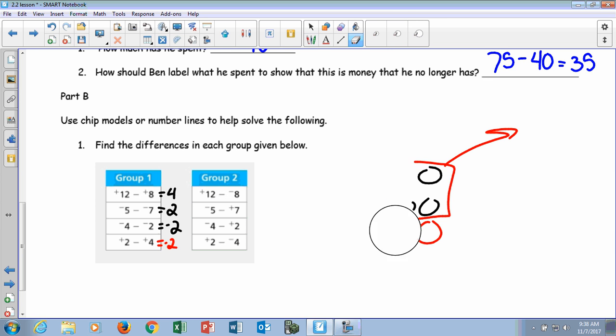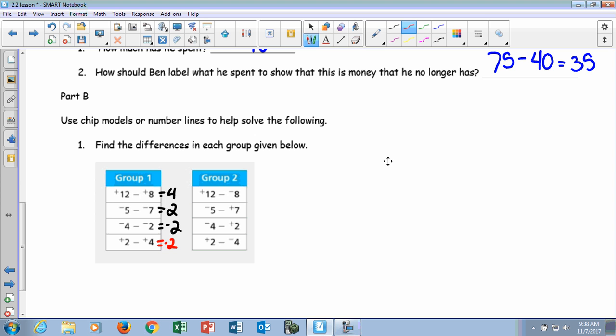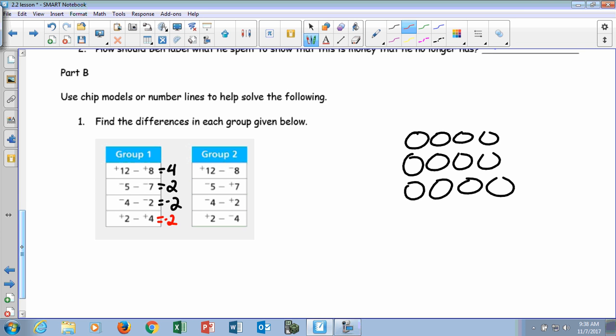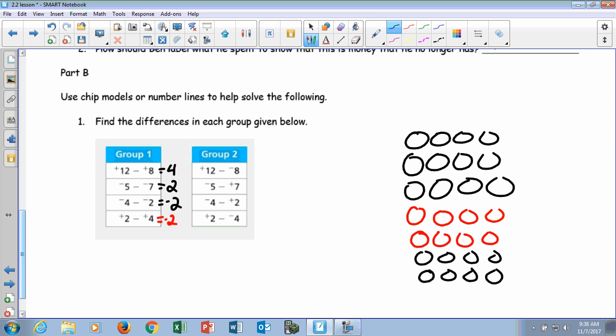All right, so now let's look at group 2. In group 2, we started out with 12 black chips, and I'm going to subtract 8 red chips. I don't have 8 red chips, do I? So what has to happen? I've got to add 8 red chips, but then I also have to add 8 black, because this whole group here has to still equal 0.